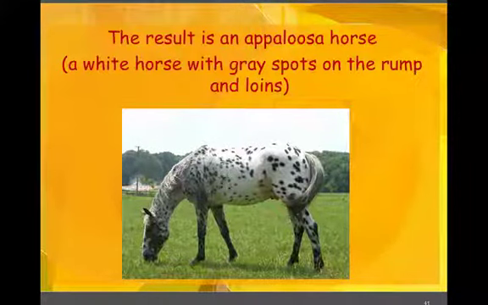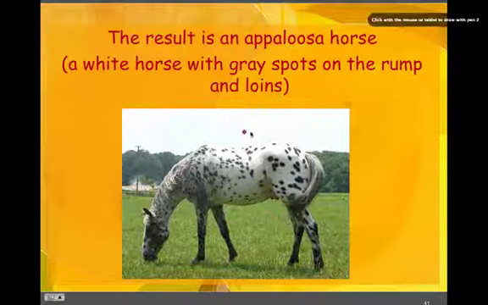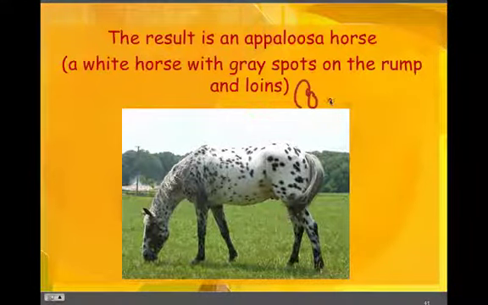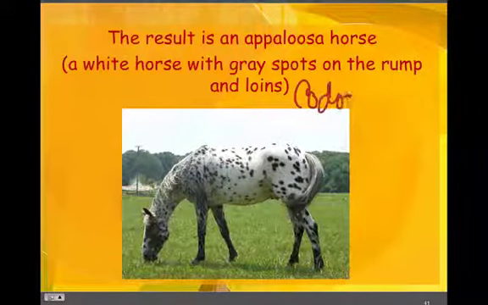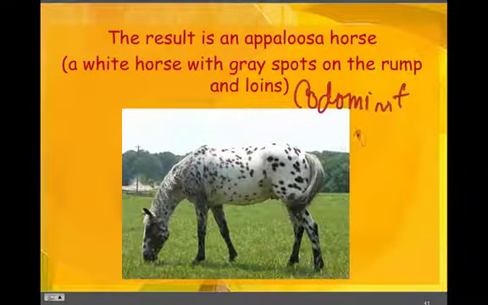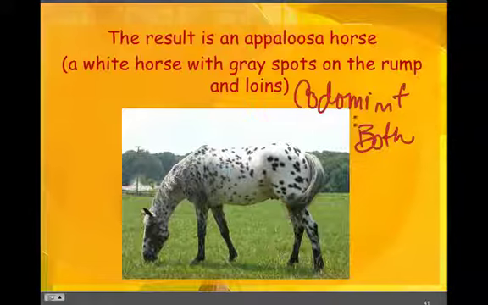So because they're seen together, or they're codominant, you see both. So you see both white and gray.